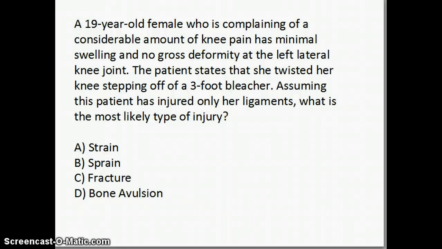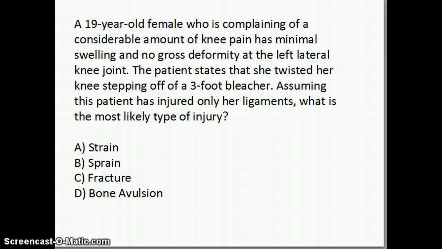For this question, a 19-year-old female complaining of a considerable amount of knee pain has minimal swelling and no gross deformity at the left lateral knee joint. The patient states that she twisted her knee stepping off a 3-foot bleacher. Assuming the patient has injured only her ligaments, what is the most likely type of injury?